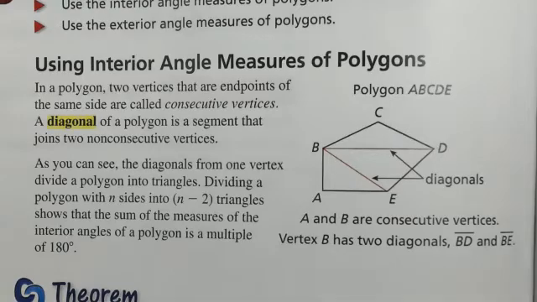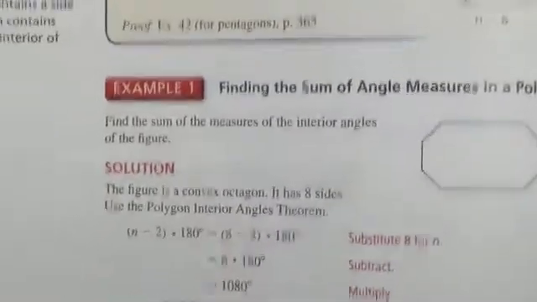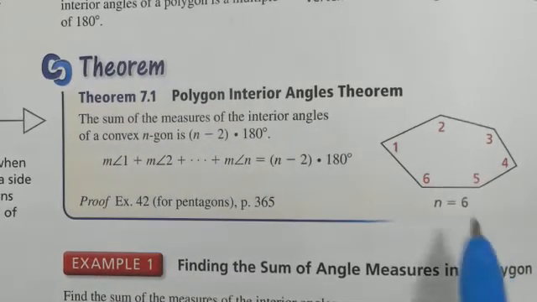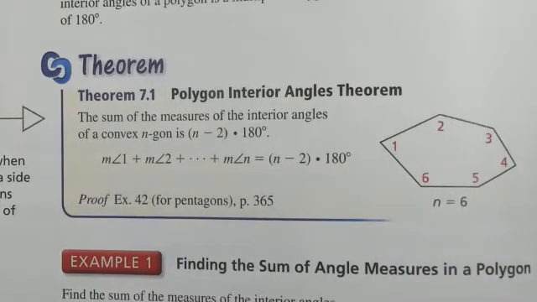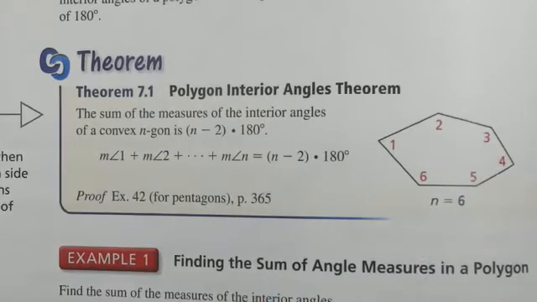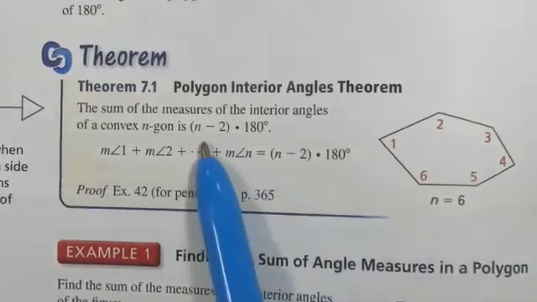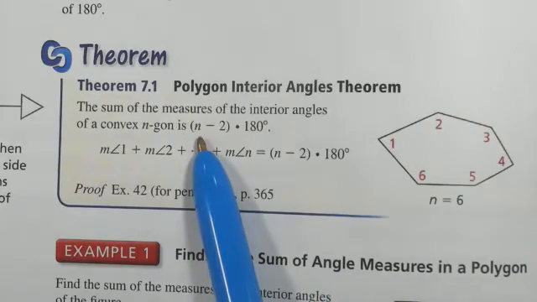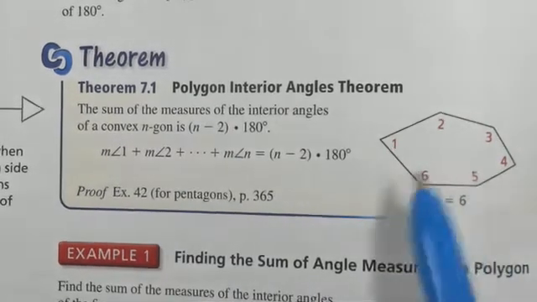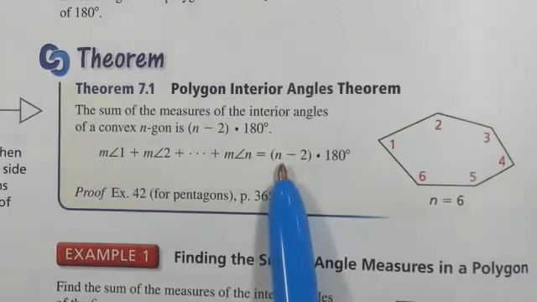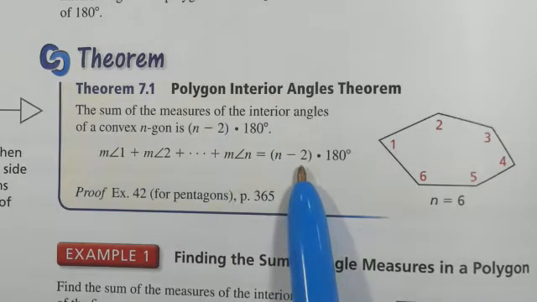Next, let's talk about interior angles. To find interior angles of a polygon, it doesn't matter how many sides it could have. It could have 4 sides or it could have 25 sides. The formula is still the same. You're going to use this formula here, n minus 2 times 180. So n represents the number of sides that we have. What do we have for this one here? 1, 2, 3, 4, 5, 6. 6 sides. So we would say 6 minus 2 times 180.